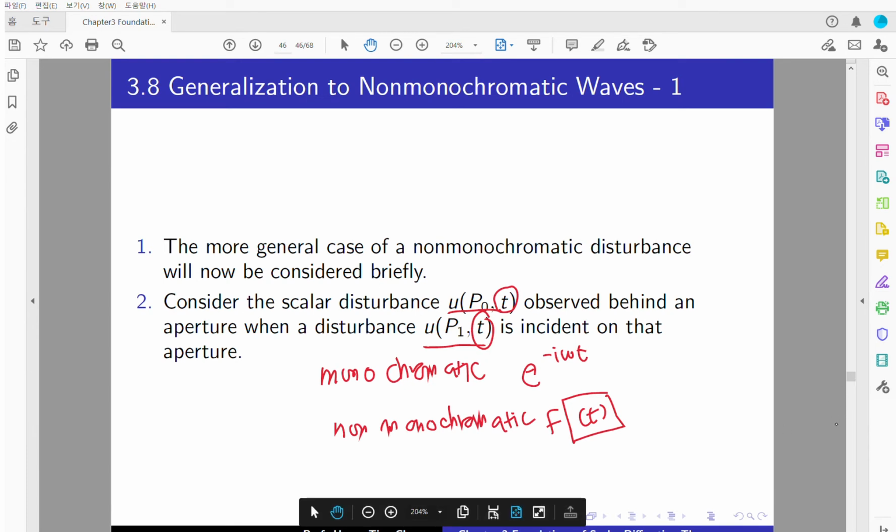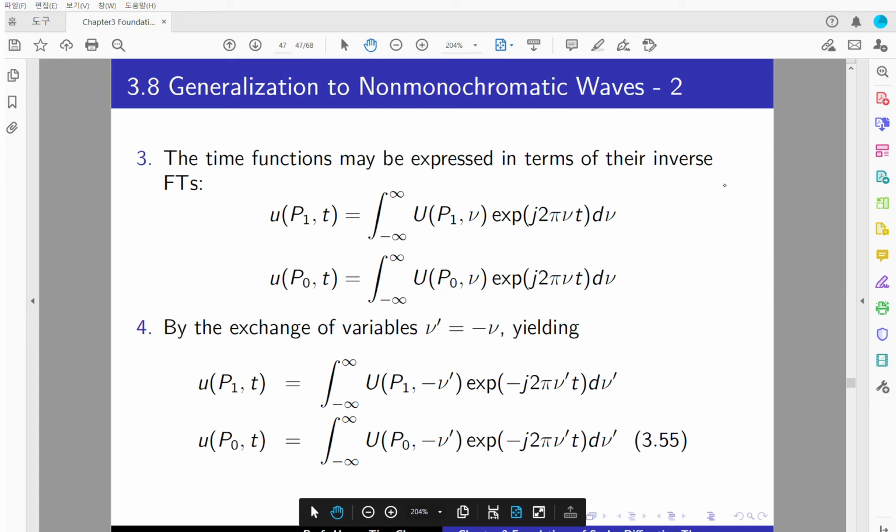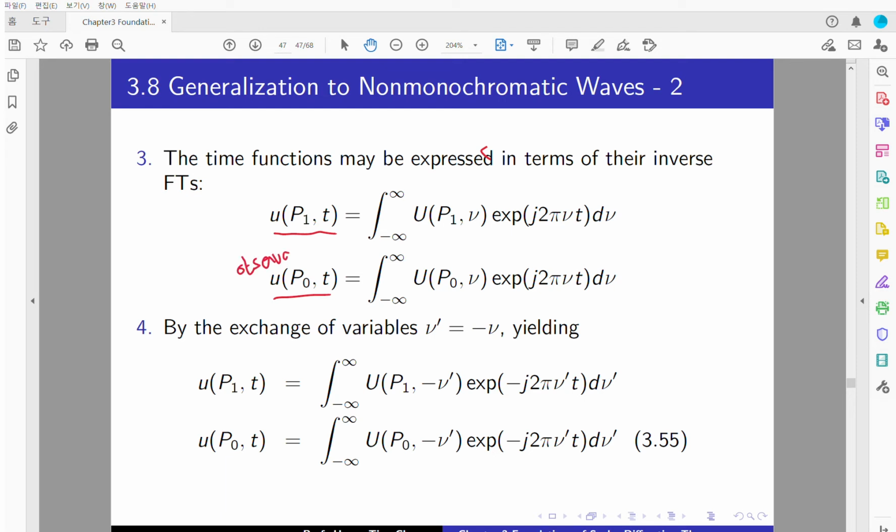And let's try to find out how we do it. Basically, for the time dependence, we apply once again the Fourier transformation. Okay, for the time dependence, its reciprocal domain is obviously time versus frequency. So what we are going to talk about here is that the time function may be expressed in terms of its inverse Fourier transformation, such that U(P1,t) and U(P0,t), P0 once again being our observation point and P1 the aperture.